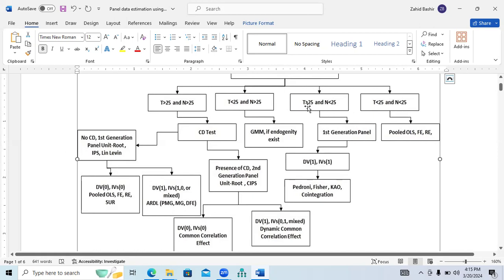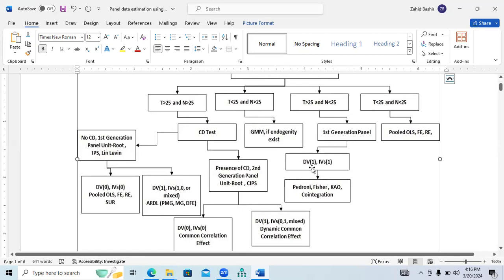But in case you have the time dimension greater than 25 and cross sections less than 25, it means you have more time frame and fewer cross sections. In that case, you need to apply the first generation panel. Here, first generation panels means that you are going to apply the unit root testing, that is panel unit root, because you have a higher dimension of time series here. So you need to apply the first generation panel unit root test.